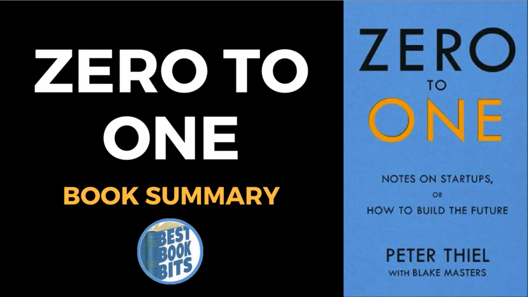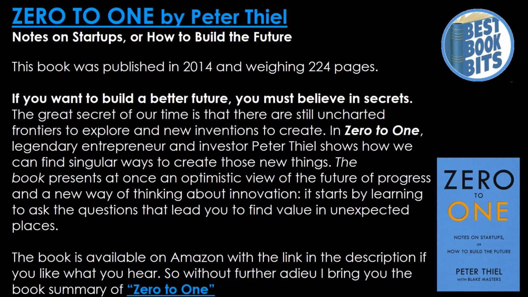Welcome to the book summary of Zero to One by Peter Thiel, Notes on Startups, or How to Build the Future. The book was published in 2014 and weighs in at 224 pages. If you want to build a better future, you must believe in secrets. The great secret of our time is that there are still uncharted frontiers to explore and new inventions to create.